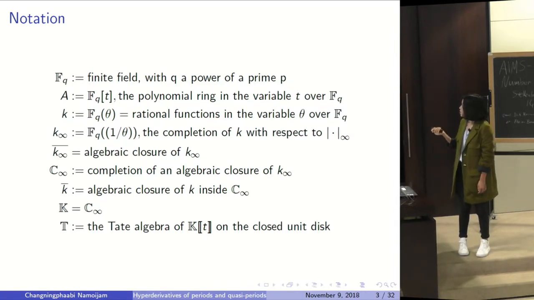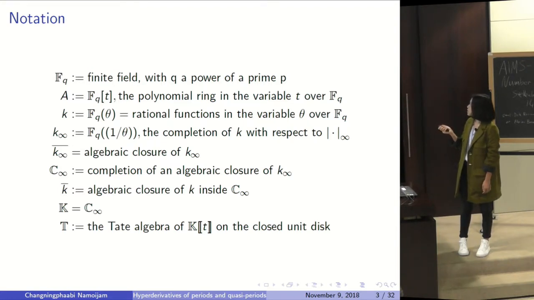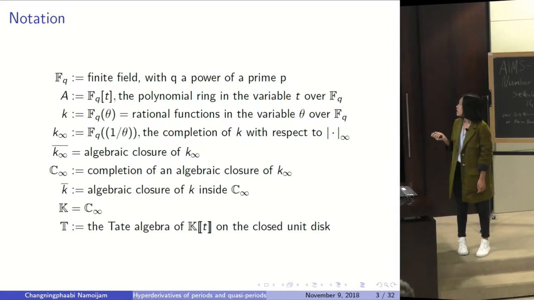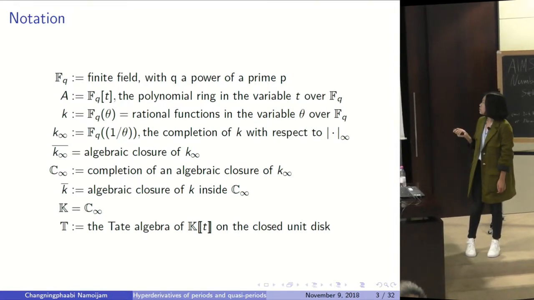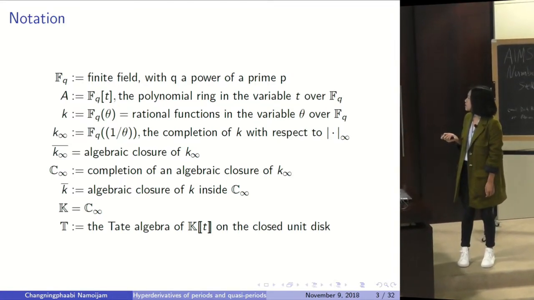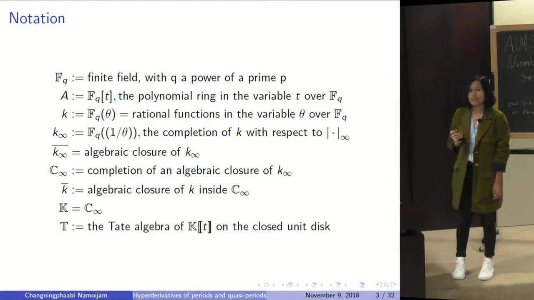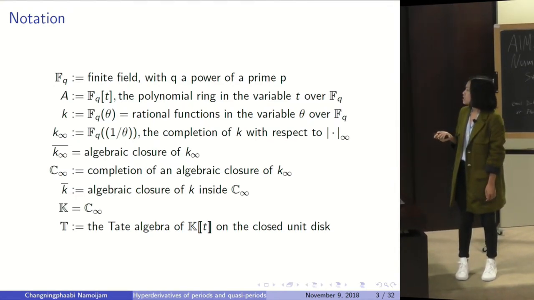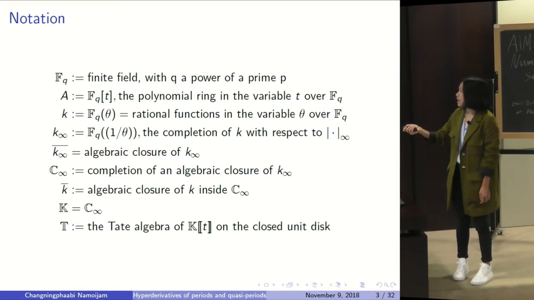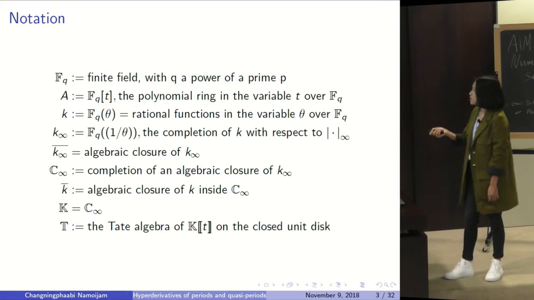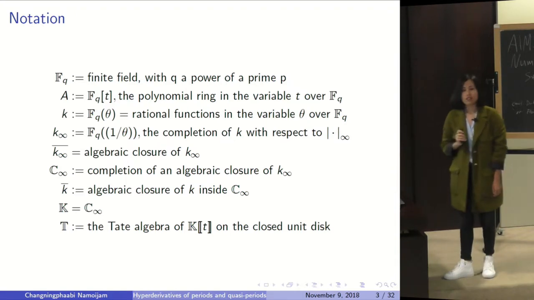A is the polynomial ring in the variable T over the finite field F_q. K is the fraction field. K infinity is the completion of K with respect to this absolute value. C infinity is the completion of the algebraic closure of K infinity. And I take K bar to be the algebraic closure of K inside C infinity. For my talk, I'll give C infinity the notation of K, and T to be the Tate algebra on the closed unit disk.